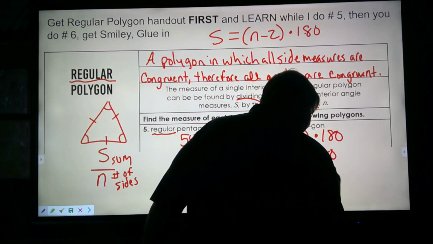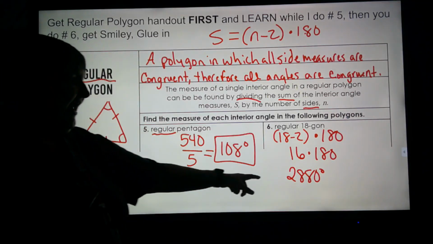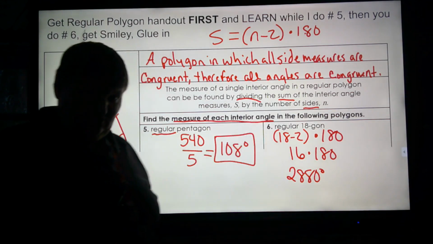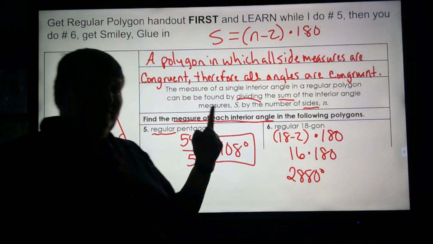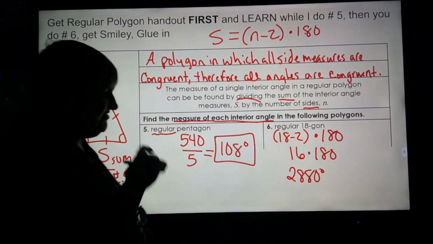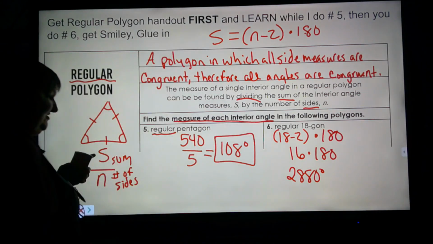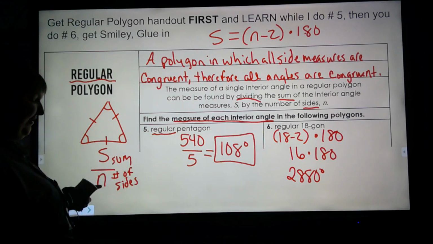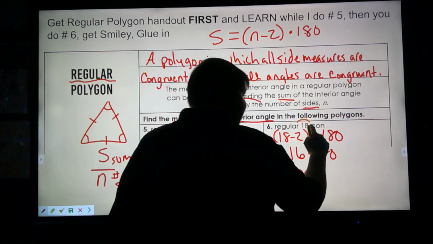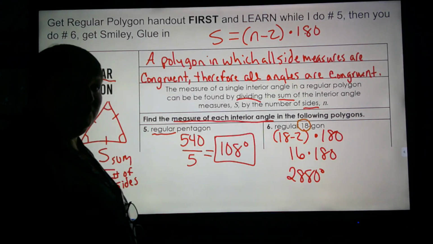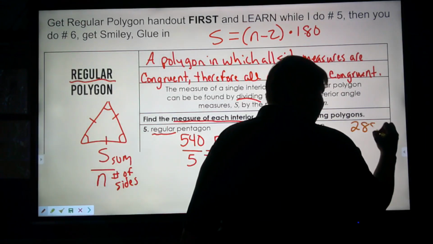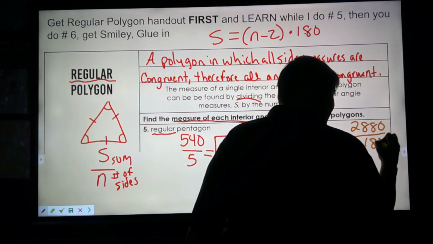But you're not done, right? Because this time we're not asking for the sum. We're asking for the measure of the interior angle. You have to find the measure of one of the interior angles. And they're all the same, so any one of them works. All right, so new formula: the sum, 2880, divided by the number of sides. We have to go back to the original polygon.